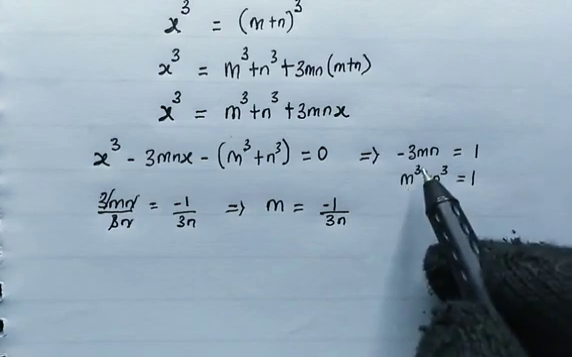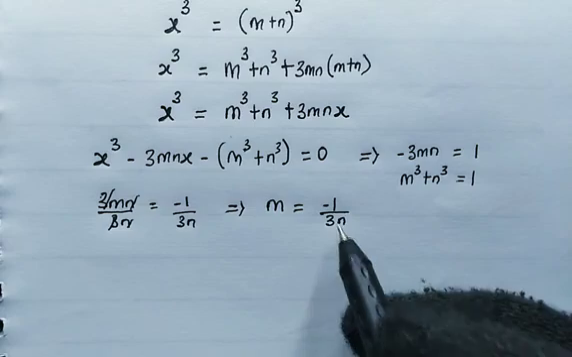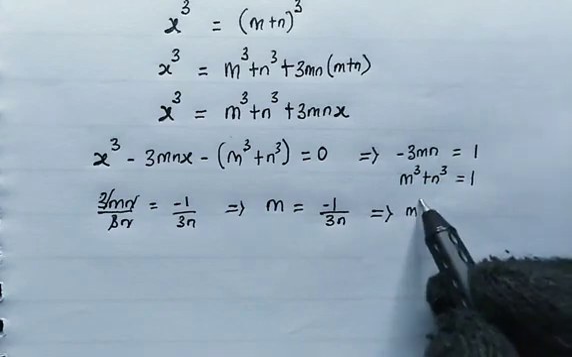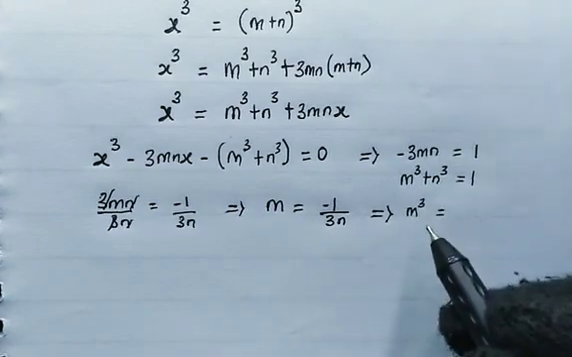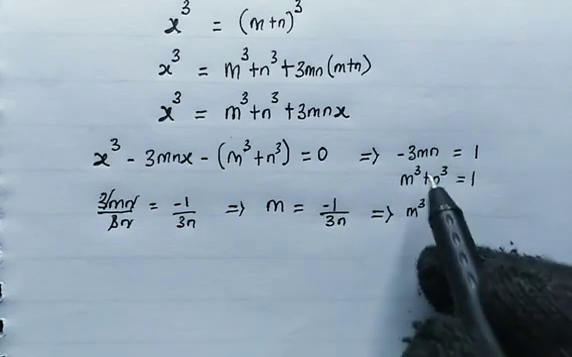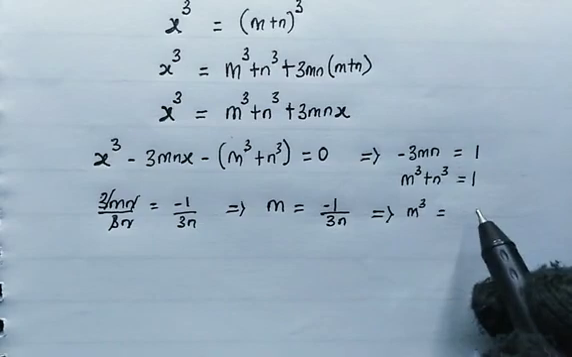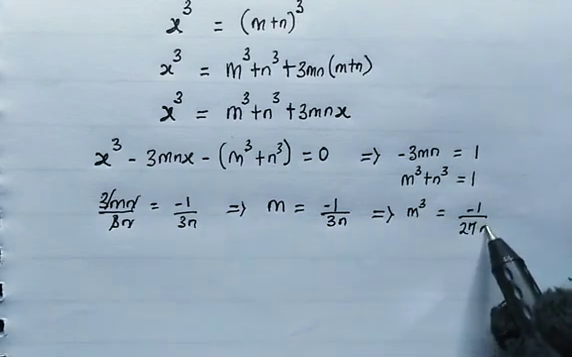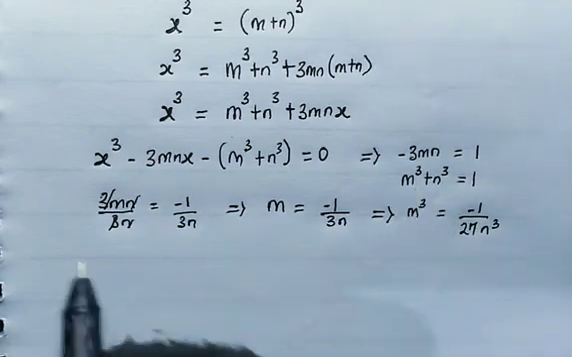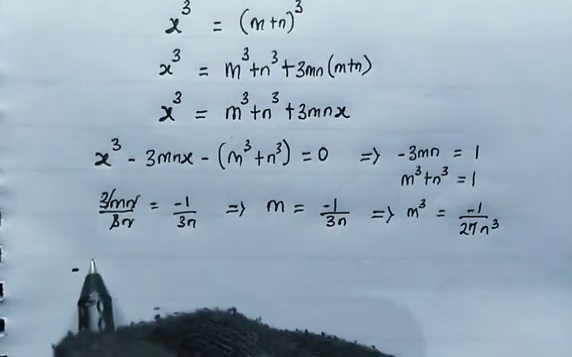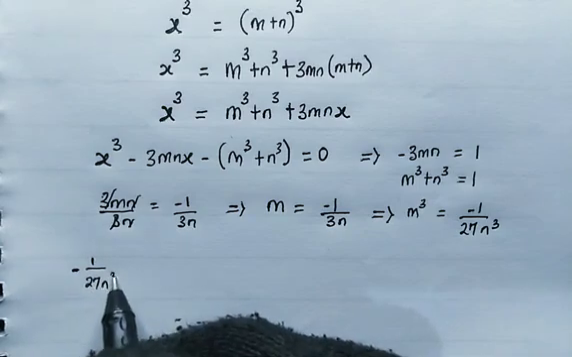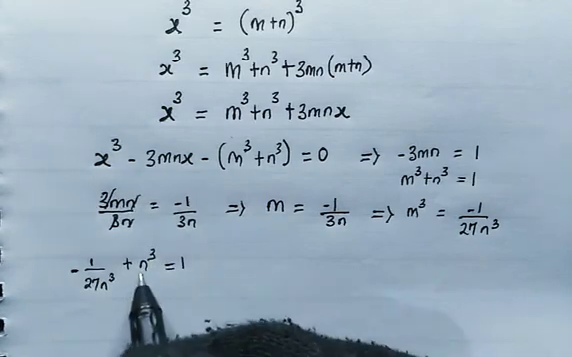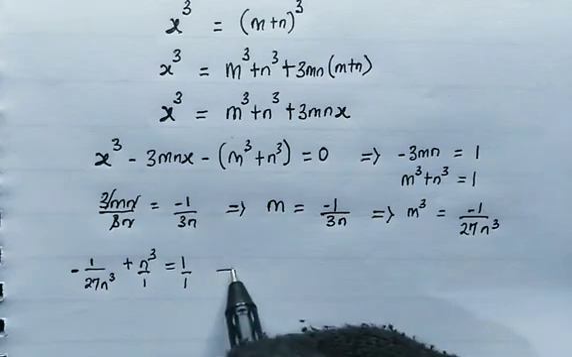So instead of m cubed, it's going to be (negative 1 over 3n) cubed. So here m cubed is going to be negative 1 all over (3n) cubed. Remember, the power is odd, so negative 1 cubed will give us negative 1. Then divided by 3 cubed is 27, and then n cubed, right? So from this equation, m cubed will be negative 1 over 27n cubed, then plus n cubed, this is equal to 1.